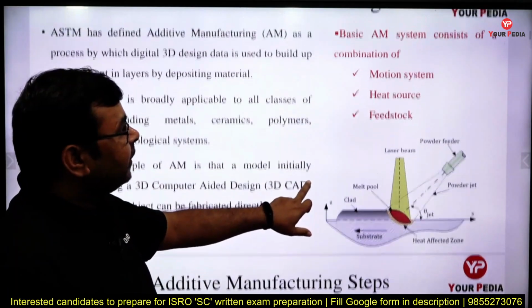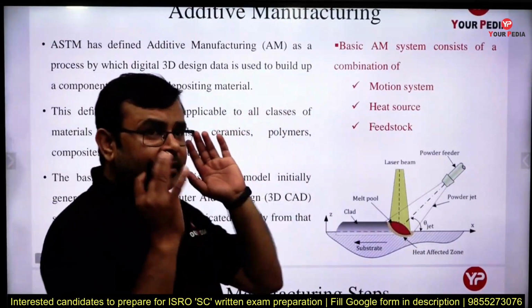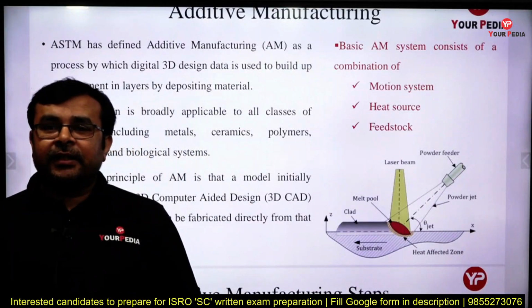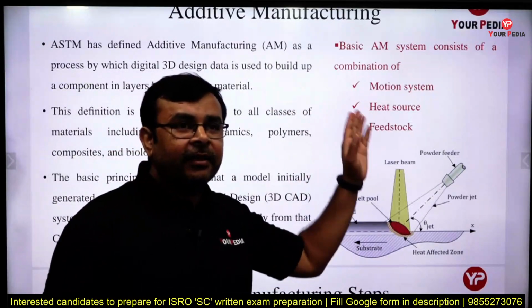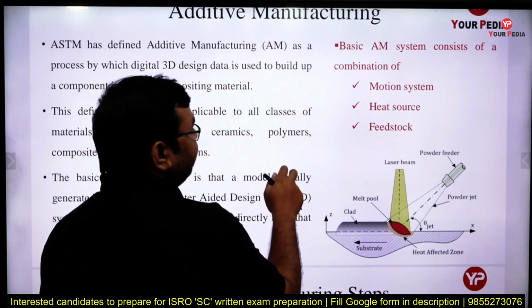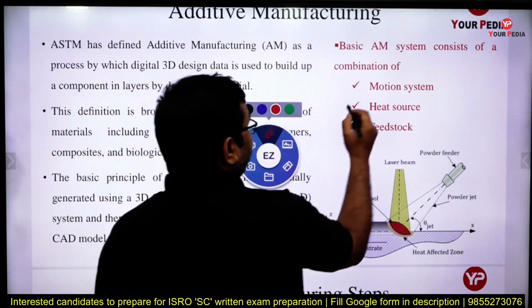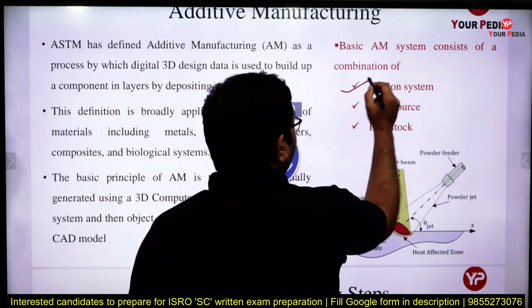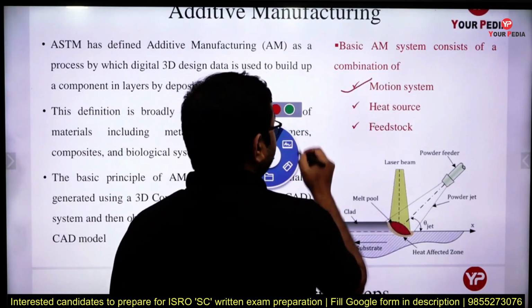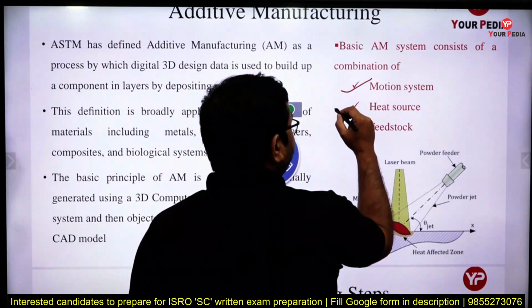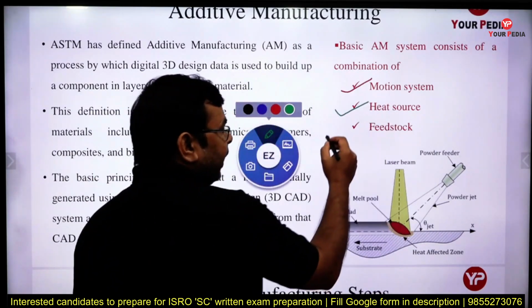And now let us see, any additive manufacturing system consists of these three very important things: the motion system, which is a very important part of the additive manufacturing process, and after that the heat source, and the feedstock.